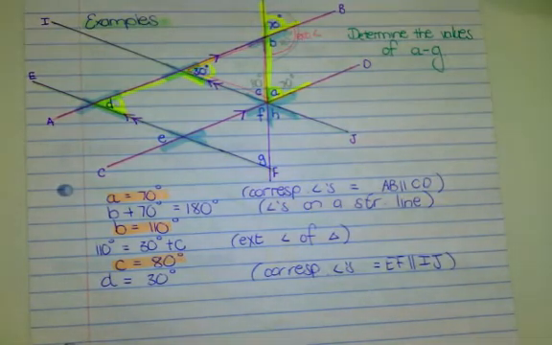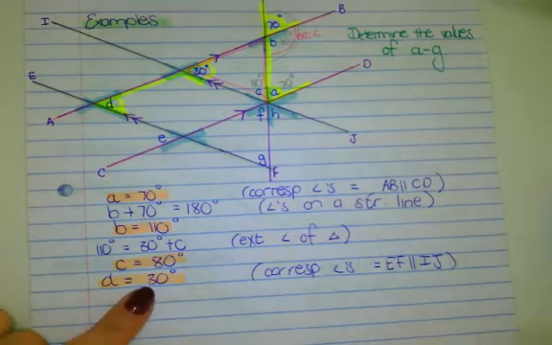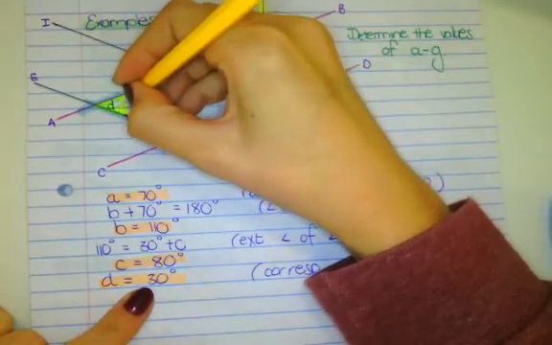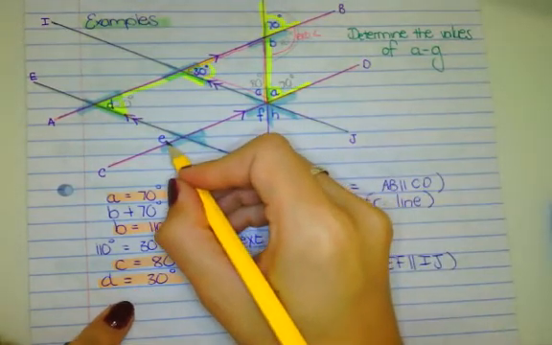Okay, so we've got D, and 3 more: E, F, and G. We found that D was 30, so I can go and write 30 here. E is next, that's this one here.